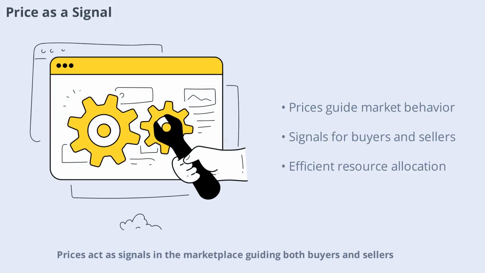Prices act as signals in the marketplace, guiding both buyers and sellers. When prices rise, they indicate increased demand or reduced supply, prompting producers to ramp up production. Conversely, falling prices suggest excess supply or decreased demand, encouraging producers to cut back. These signals help coordinate economic activity and ensure resources are allocated efficiently. By paying attention to price movements, market participants can make informed decisions and adapt to changing conditions.